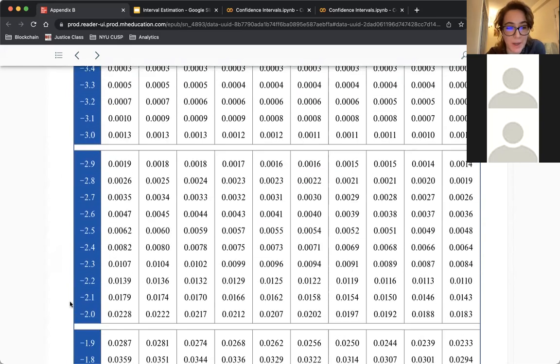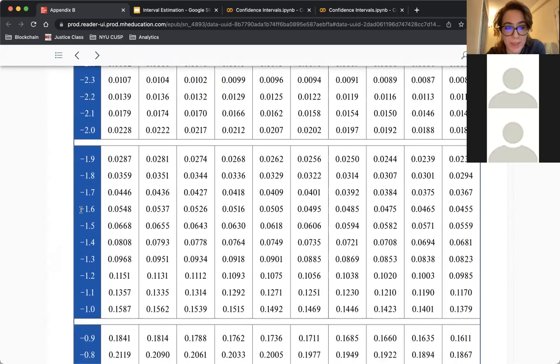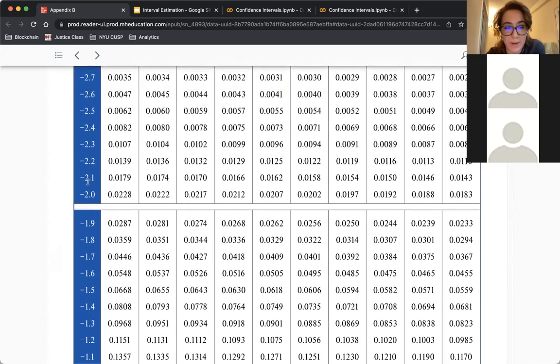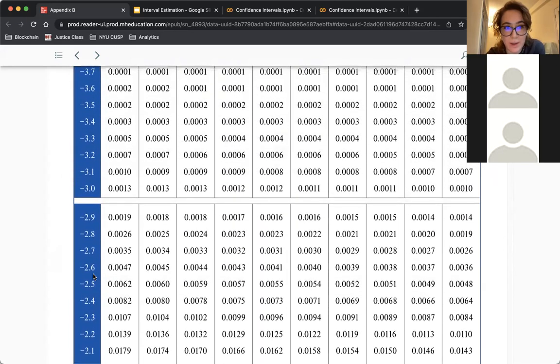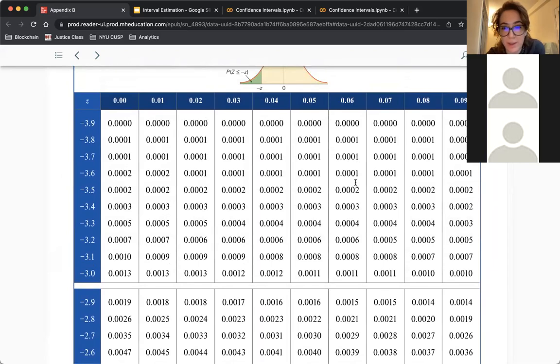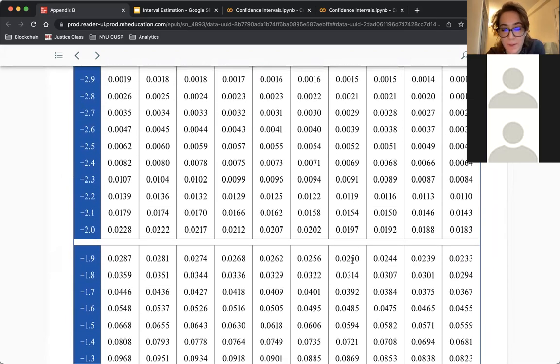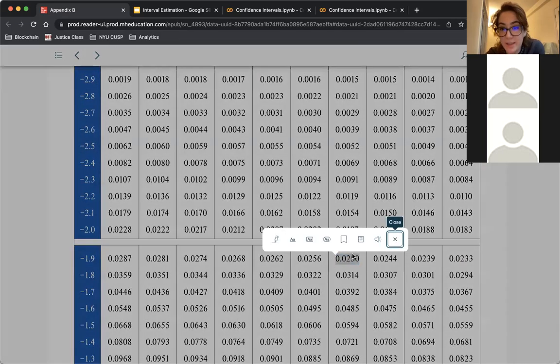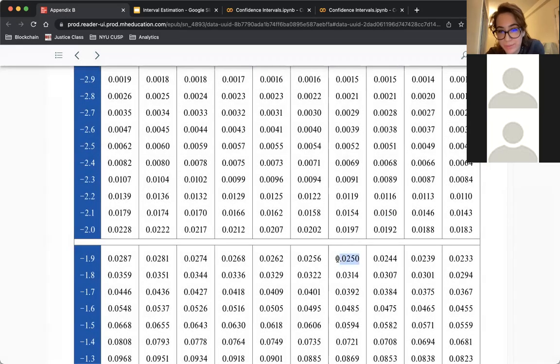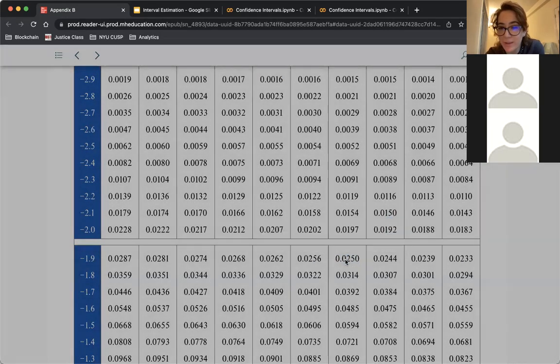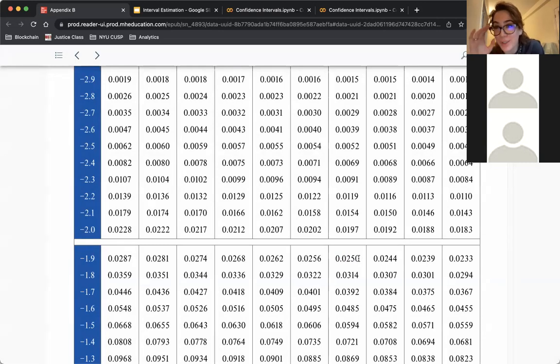So for the Z of negative 1.96, which is what we were finding, we have that negative 1.9, and then we go all the way to the right to the value of 6. And so that is the area under the curve. So that's how we use this the opposite way. Because that 1.96 is used commonly for the 95%.